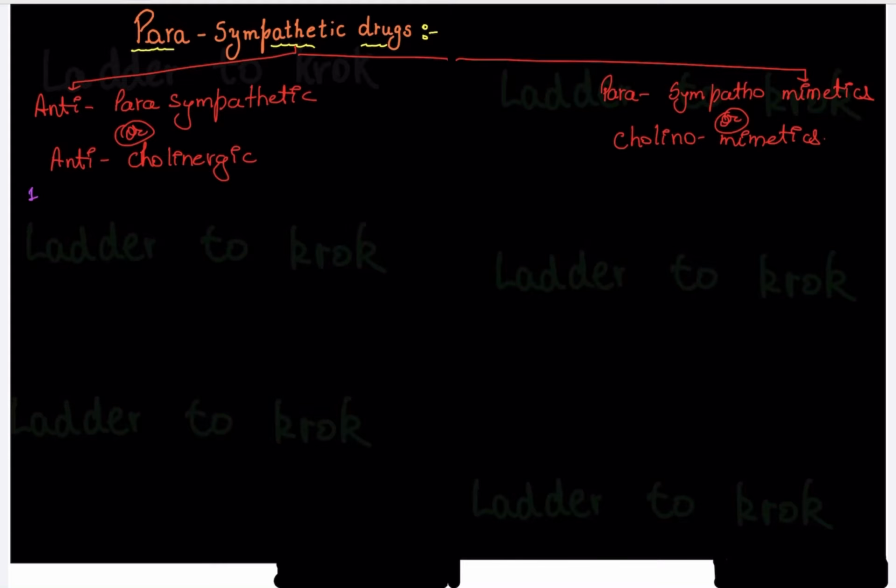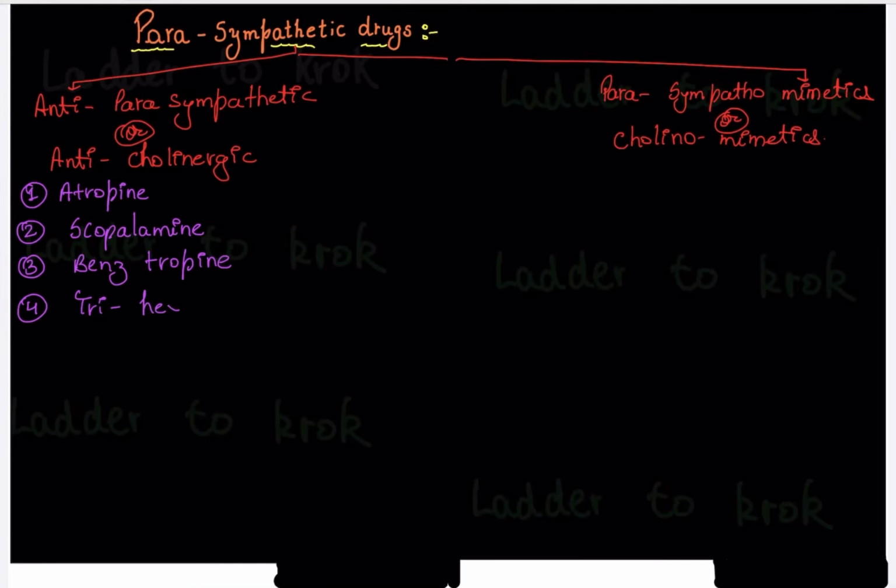All right, so now let's discuss the drugs of the anti-parasympathetic system. Number one is atropine. Number two is scopolamine, which is also known as hyoscine. The third one is benztropine. The fourth one is trihexyphenidyl. Number five is oxybutynin.